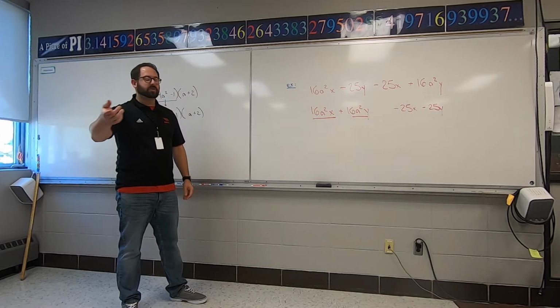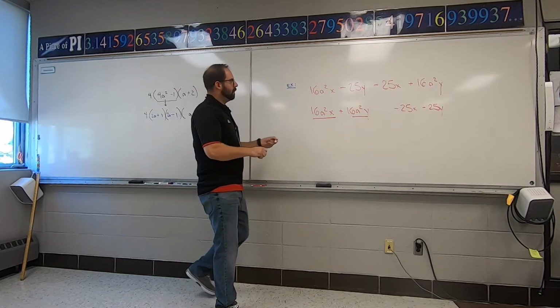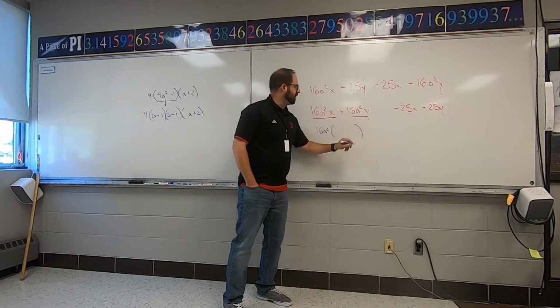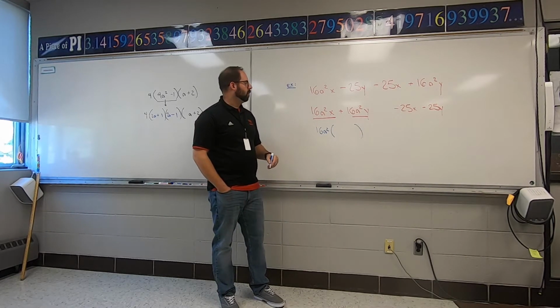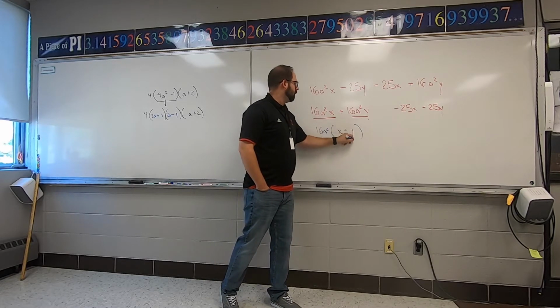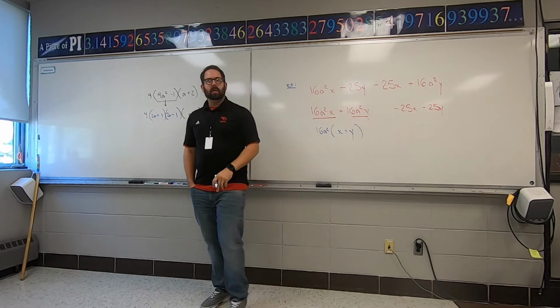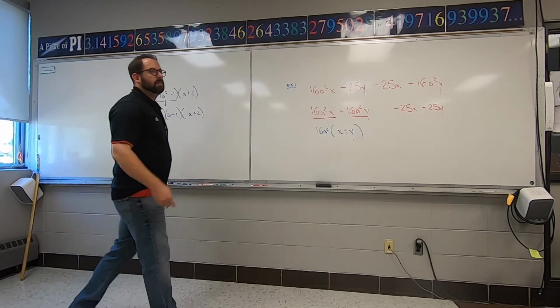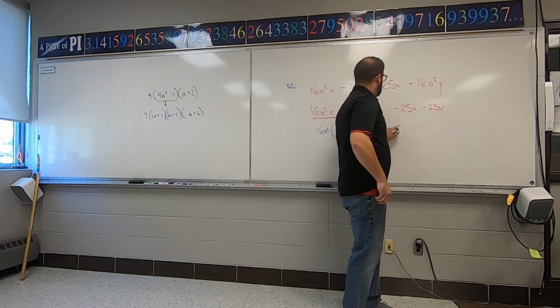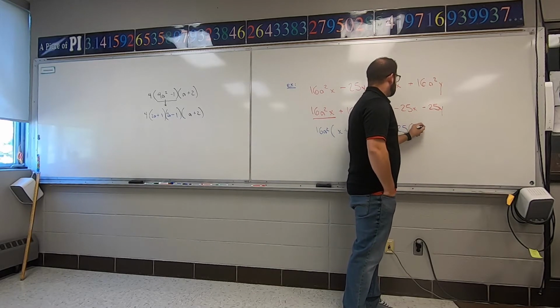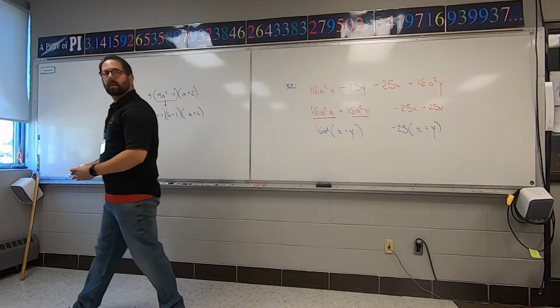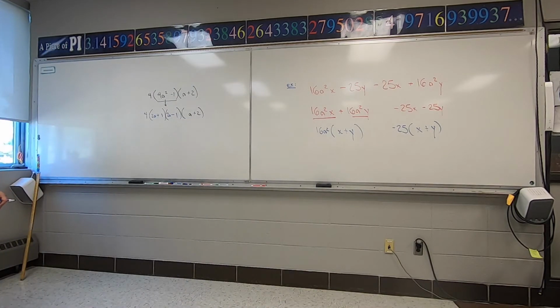So just common factors. In the front, what do they have in common? 16a squared. I'm just going to pull that out and write what's left when I pull the 16a squared out. Well, that was an x plus y. In the back, negative 25, and that's an x plus y, because I'm dividing out the negative sign. Because I divide them both by negative 25, so there's a 1 and a 1, positives.